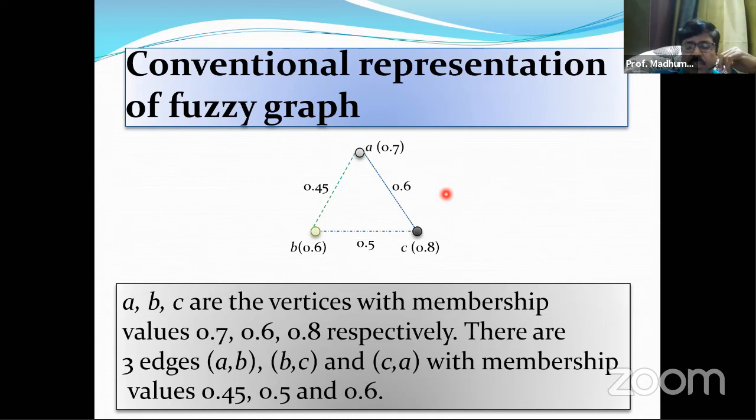In our conventional graph theory, the membership value of each vertex and each edge is exactly 1. That means they are always certain. In the conventional graph, vertices and edges are always certain. That means they appear for all instants of the time interval T. They are not uncertain.